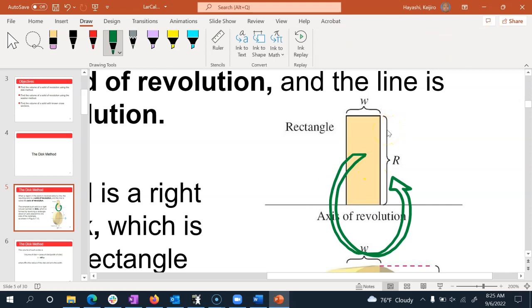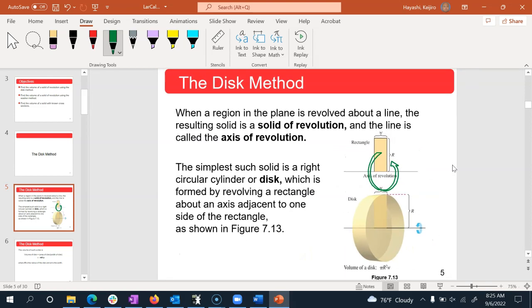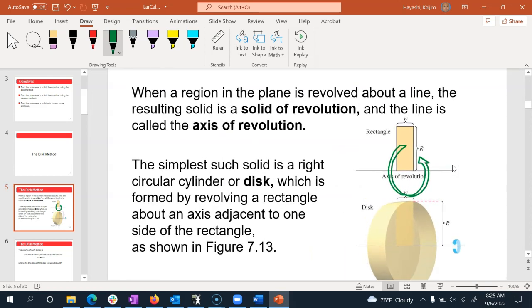And so it has a radius of r. The disk would have a radius of r. That's the height of the rectangle. And the disk would have a width of w. However wide the rectangle was to begin with, that's how wide the disk is going to be. But it's going to have a radius of r, however high it was to begin with.